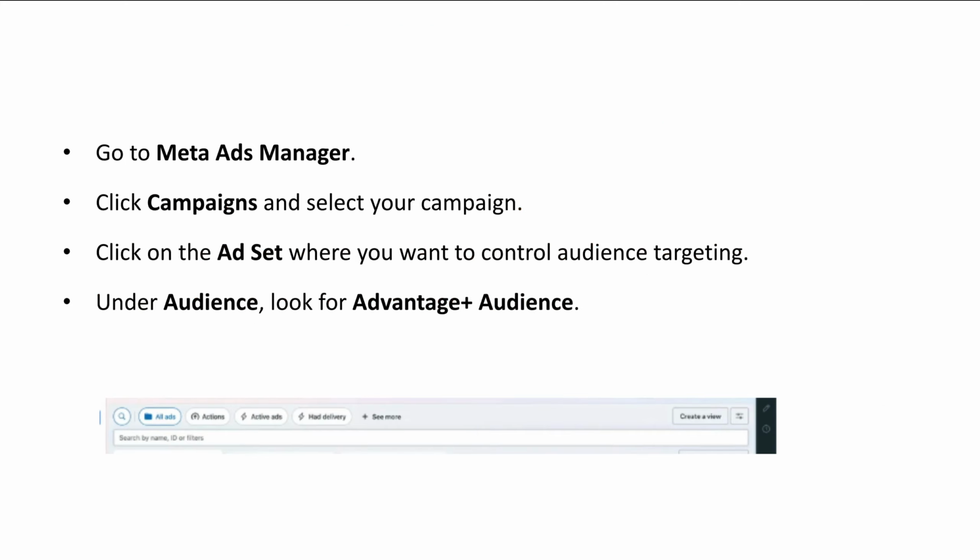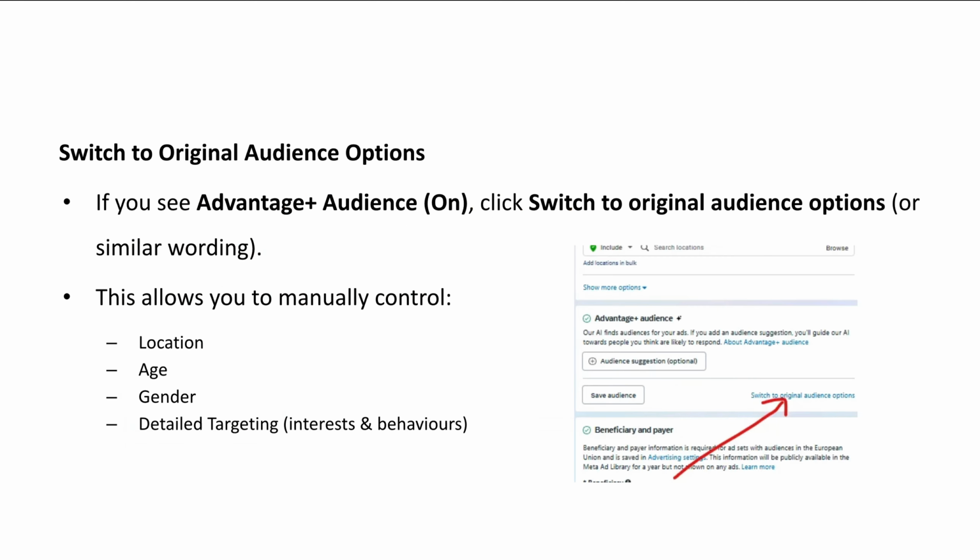So go to Meta Ad Manager, then click campaign and select your campaign. Then click on the ad set where you want to control audience targeting. Then under audience, look for Advantage Plus Audience. Switch to original audience option.